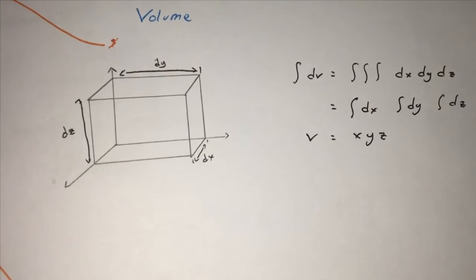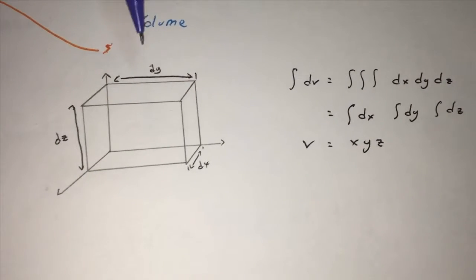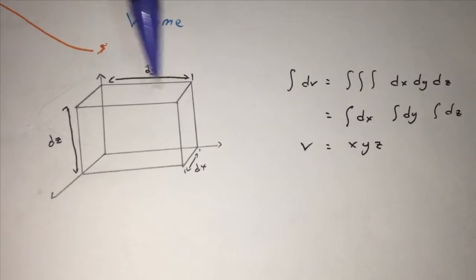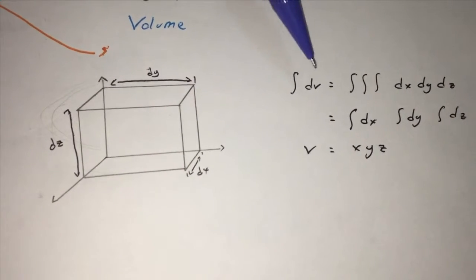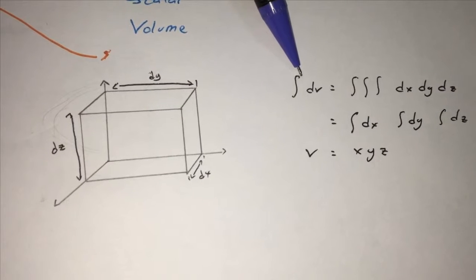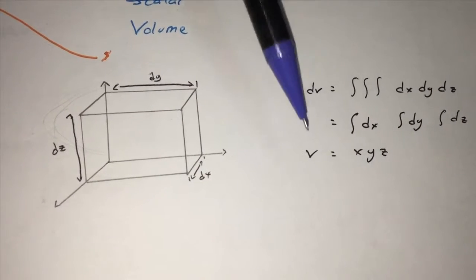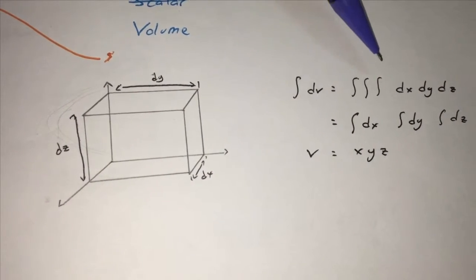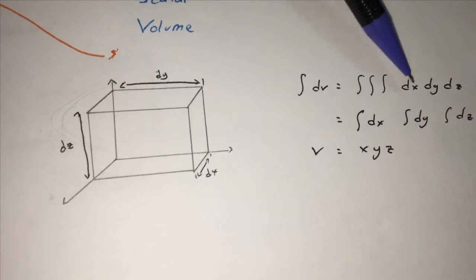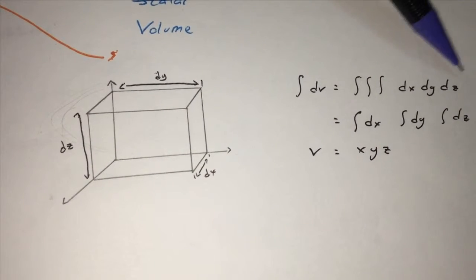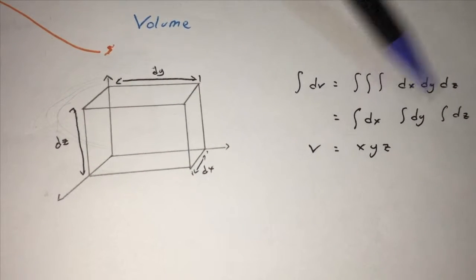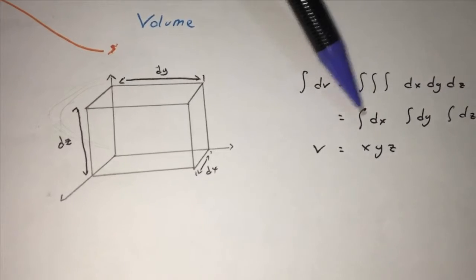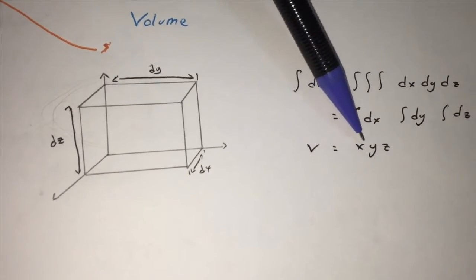The last differential for Cartesian coordinate is volume. From this cube, we need to differentiate it for dv, so we will get volume. We need to use triple integral to integrate dx, dy, and dz. So we will integrate dx, integrate dy, and integrate dz. So we will get the volume equal to okay.